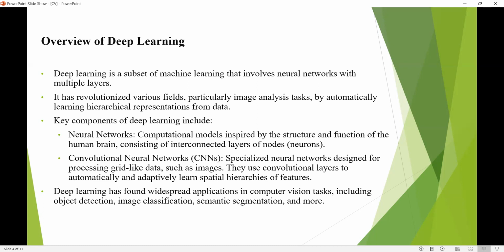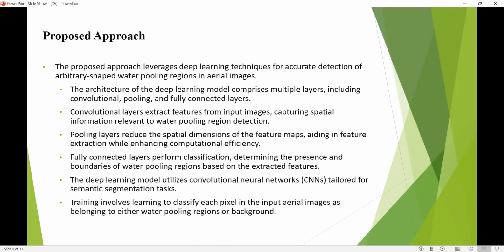A convolutional neural network is a specialized neural network designed for processing grid-like data such as images. They use convolutional layers to automatically and adaptively learn spatial hierarchies of features. Deep learning has found widespread applications in computer vision tasks, including object detection, image classification, semantic segmentation, and more.